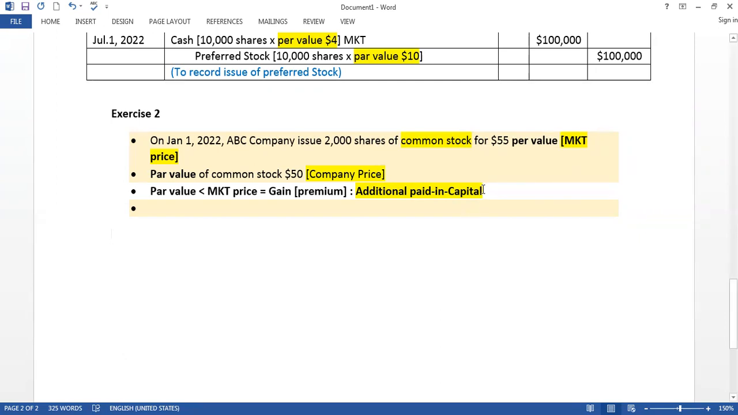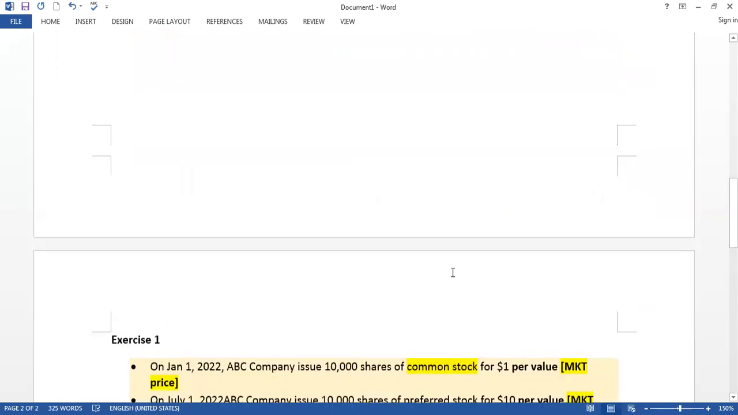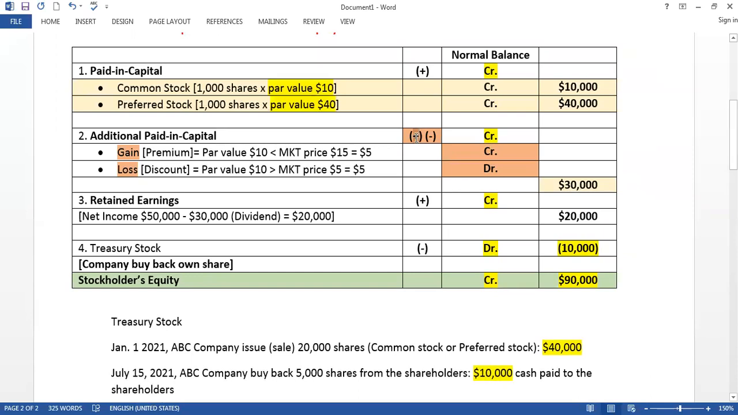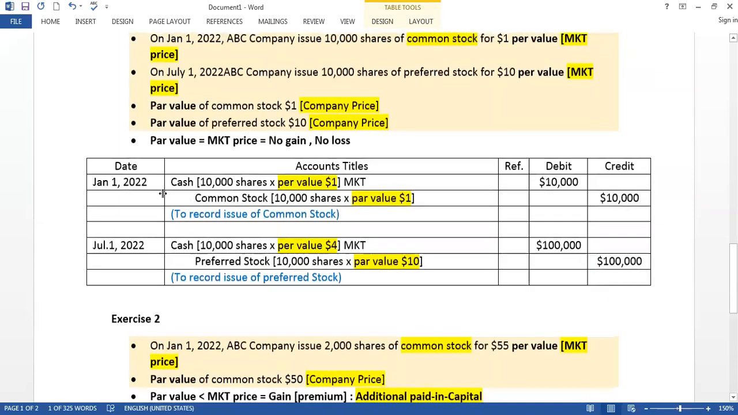And can you remember, if it is a gain, is it good news or bad news for you? Good news, right? Good news means it is going to add to your money. So it is the plus sign, and it is credit. Okay, so let's see the journal entry.